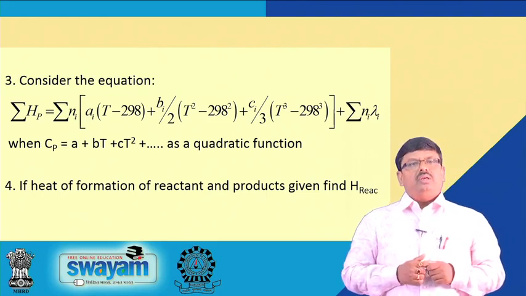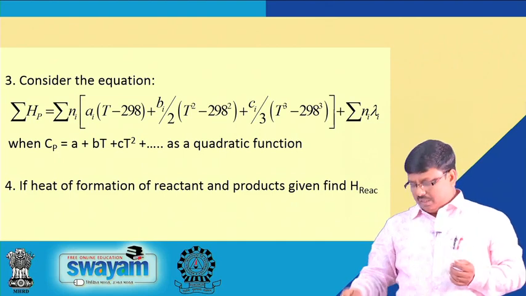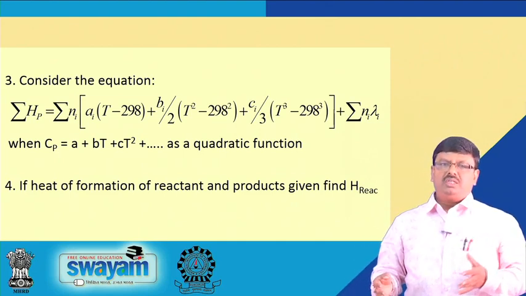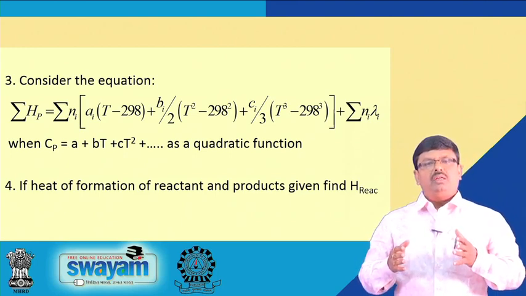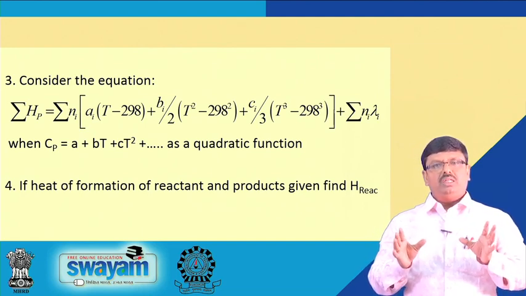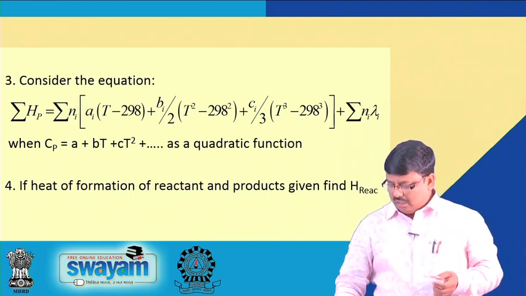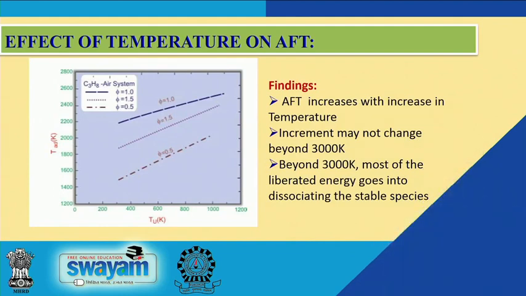So, here if the heats of formation of reactants and products are given, then find delta H reaction, that means the heat of reaction is to be considered. Sometimes the problem gives the heat of products and the heat of reacting substances. These are the enthalpy changes to be considered to get the enthalpy of these reactions. Now, the effect of temperature on AFT.